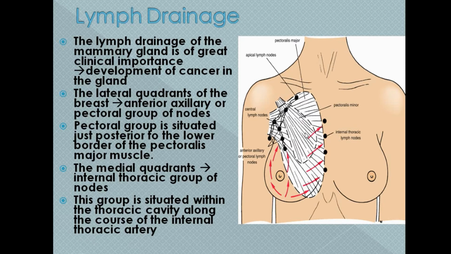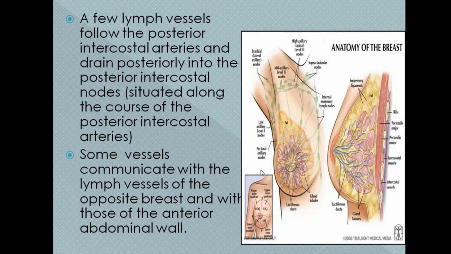The medial quadrant is mainly drained into the internal thoracic nodes, so the disease may metastasize to the opposite side, because they are present on the medial side and drain into the opposite side of the medial aspect of the internal thoracic group of lymph nodes. A few lymph vessels follow the posterior intercostal arteries, so the outer lower quadrant may drain along the posterior intercostal arteries and ultimately into the posterior para-aortic group of lymph nodes.